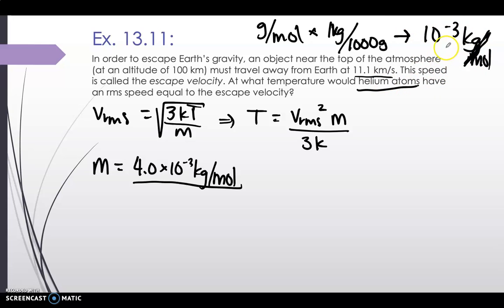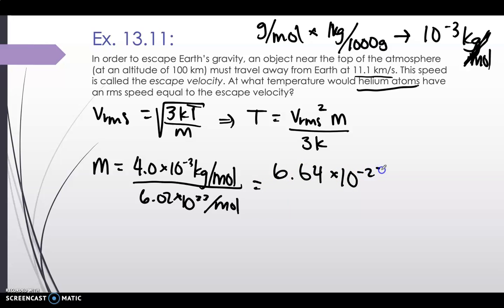Okay, so this is what we are looking at. Okay, so we have 4.0 times 10 to the negative 3 kilograms per mole. And we're going to divide by Avogadro's number, which is 6.02 times 10 to the 23rd per mole. And we get a mass of 6.64 times 10 to the negative 27 kilograms.